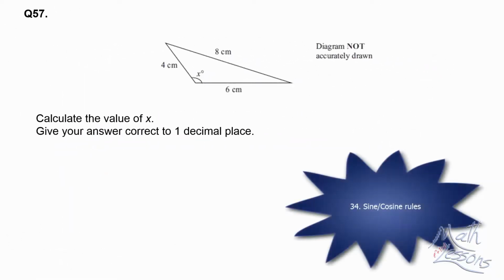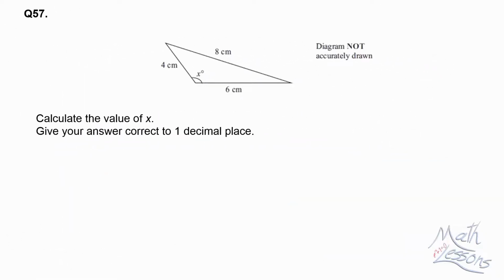Sine and cosine rules still to come up, as well as the area of a triangle is equal to a half ab sine C, so where you don't have a right angle. That's still yet to come up too.